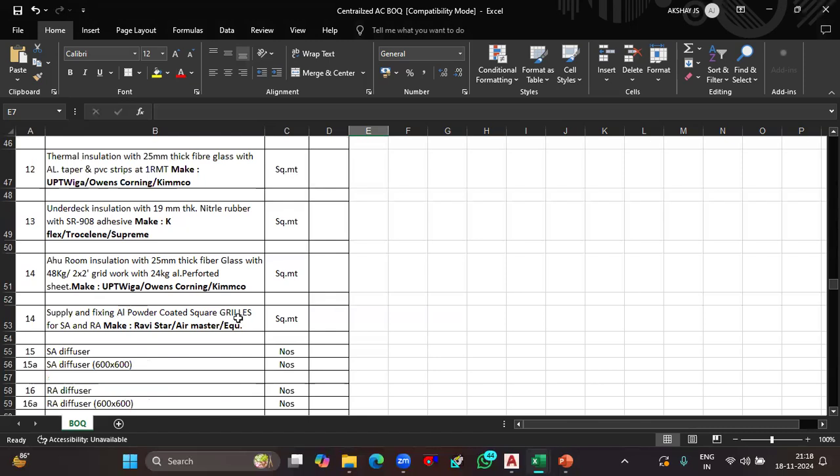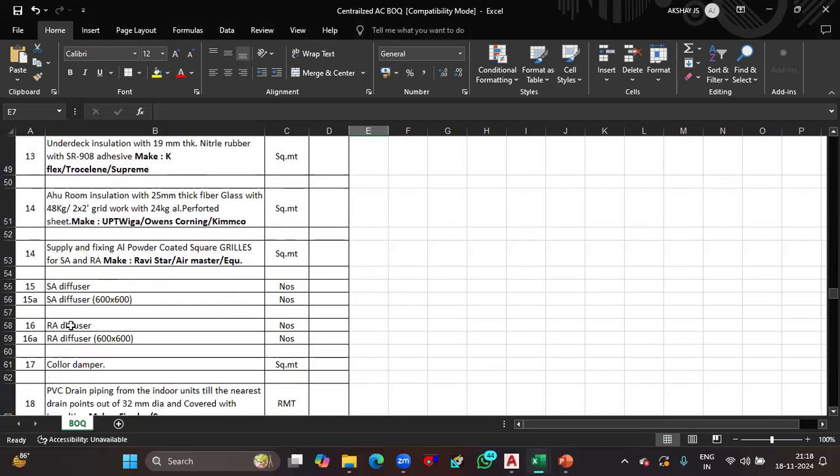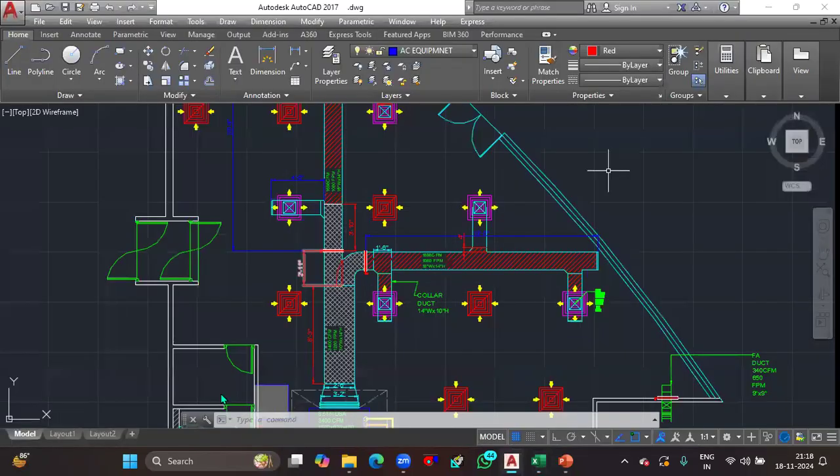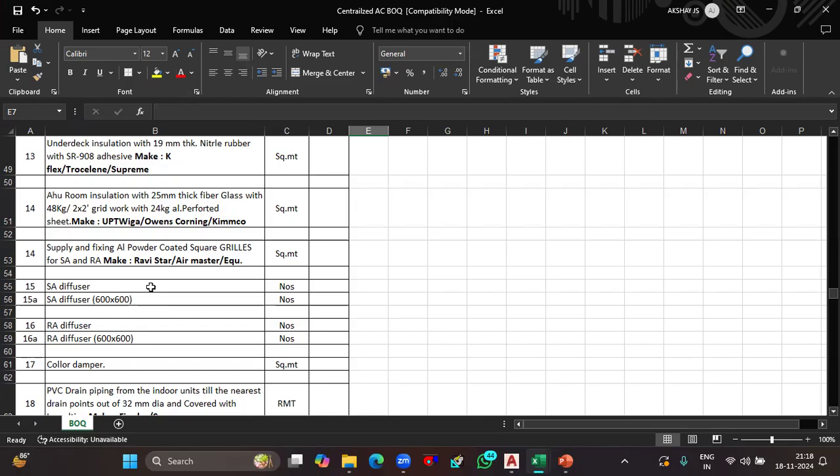Okay. Then it's about the grill connections. You can see aluminum powder coated square grills for supply and return, and the supply diffuser of both sizes. You can see 600 cross 600. It is meant to be the outer neck size, and inner neck size should be purchased according to your need. So in the Maurya project, we got around 12 cross 12, isn't it? So that's what you need to mention right here itself, like 300 cross 300.